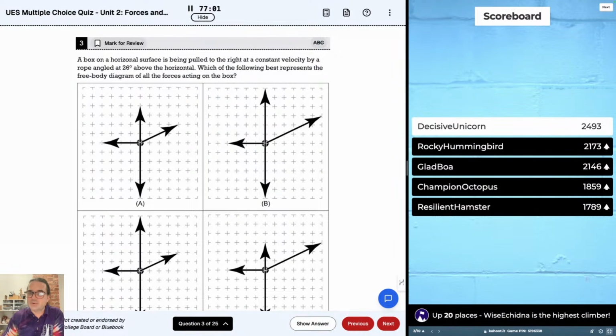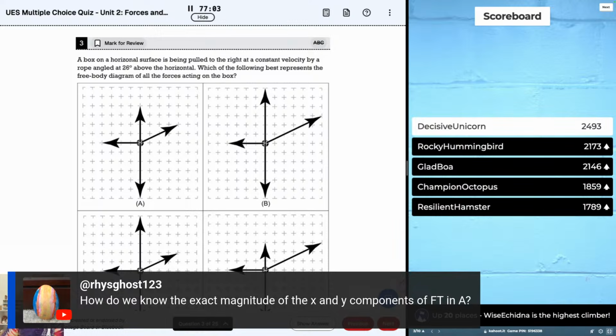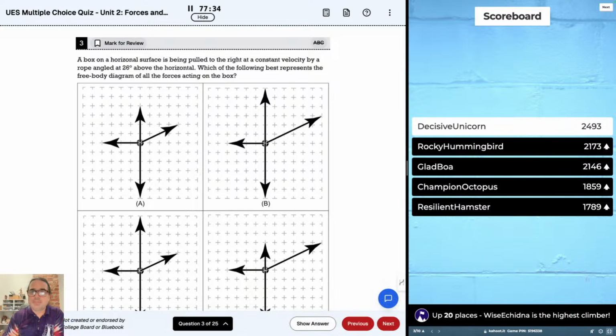Okay, sure, we'll answer this question because this is actually important. So how do we get the exact magnitude of the x and y components for the force of tension in A? So the way you get that is from the grid. So this grid, you're going to count the boxes. Since the changes to the AP exams for the 2025 exam, all the free body diagrams where you're going to need to compare magnitudes are going to have these boxes. So you can count the number of boxes if you're going to be doing it visually. Just so you know.